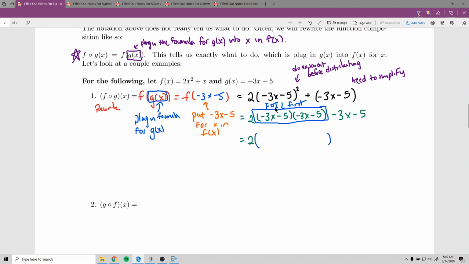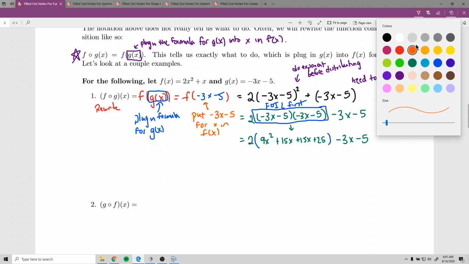So negative 3x times negative 3x is positive 9x squared. Negative 3x times negative 5 is positive 15x. Negative 5 times negative 3x is positive 15x. And negative 5 times negative 5 is positive 25. So we FOILed it, we left the 2 out front, bring down the rest, negative 3x minus 5.